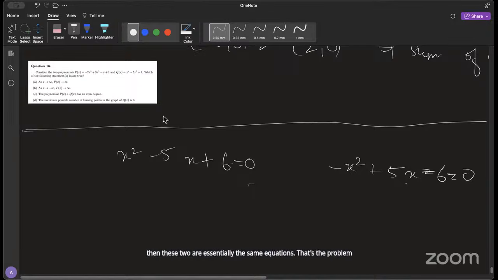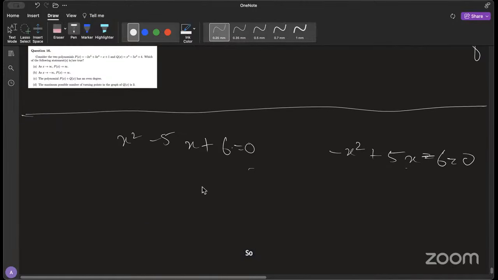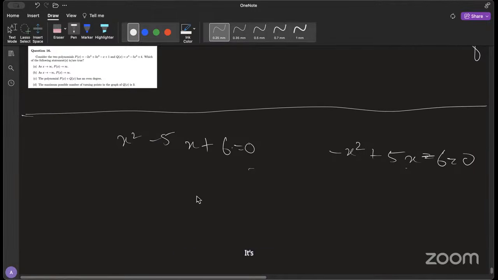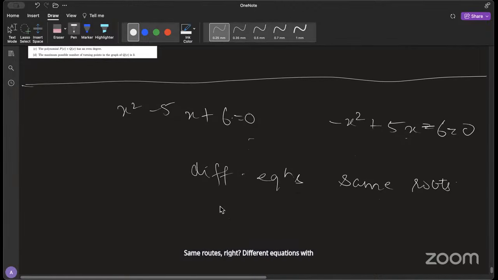That's the problem. They are telling that it is for different equations, not the same equation. That's what I'm saying, you're not getting two different equations. They are the same equations. So I think the statement is wrong. It's for two different equations. If you want to have the same discriminant and same roots, then I think that's the only way. Different equations with same discriminant, same roots.